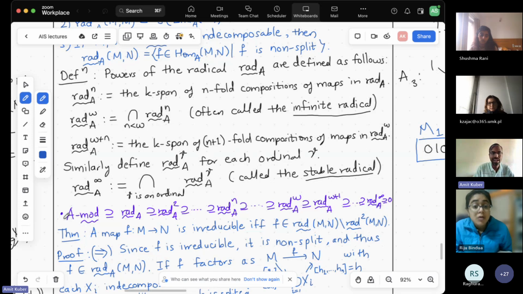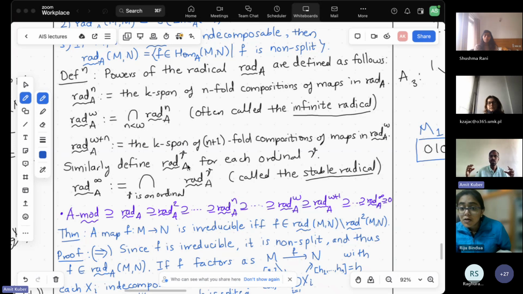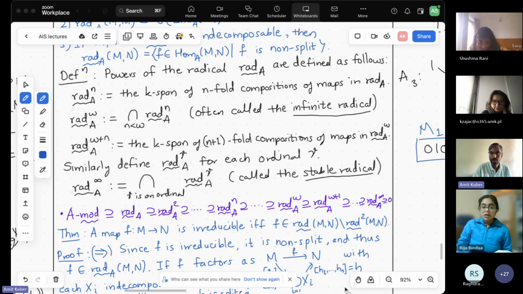Observe that the entire category contains the radical, the radical contains its square and so on. So this is a decreasing chain. However, we started with the category of finite dimensional modules. Up to isomorphism, how many finite dimensional modules are there? Only a set many. Yes, it's a set. Therefore this decreasing chain cannot be strictly decreasing throughout, because ordinals form a proper class, not a set. At some point you are going to hit something which will stabilize. So rad infinity, the so-called stable radical, is the point where they stabilize. This is the intersection of everything. We always know one morphism in rad infinity, namely the zero morphism.